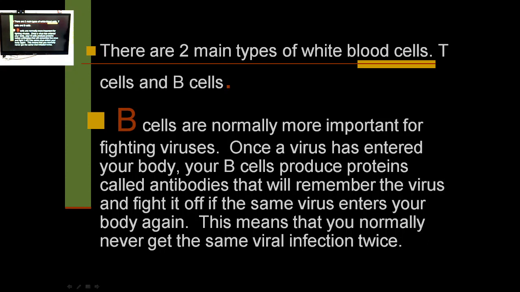Once a virus has entered your body, your B cells produce proteins called antibodies. These antibodies will remember the virus and fight it off if the same virus enters your body again. So this means that you normally never get the same viral infection twice. Again, the B cells are more important for fighting viruses, and they produce antibodies that remember the same virus if it enters your body.